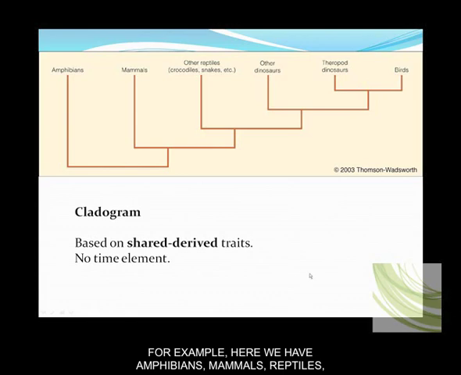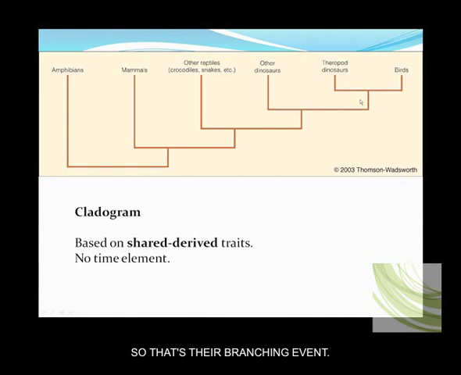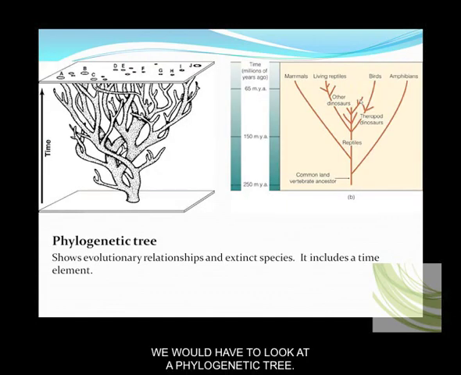So for example, here we have amphibians, mammals, reptiles, dinosaurs, theropods, and birds. Theropods and birds are put together because they both share wings. So that's their branching event. You'll notice though here there's no time element. We don't see any of the animals that are extinct, and we don't see when these different animals show up in the fossil record. In order to look at that, we would have to look at a phylogenetic tree.